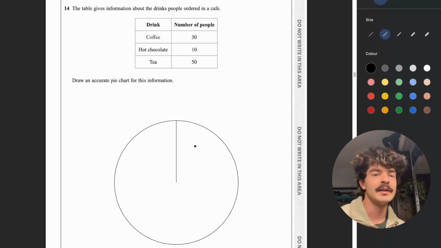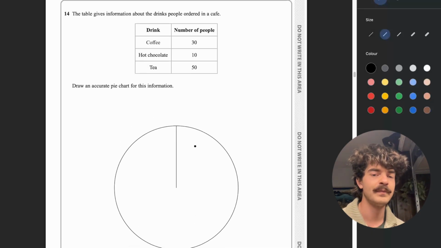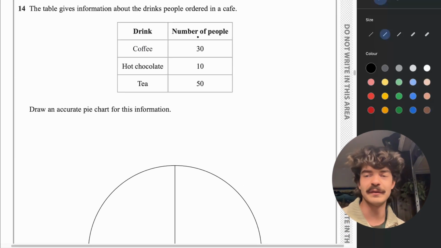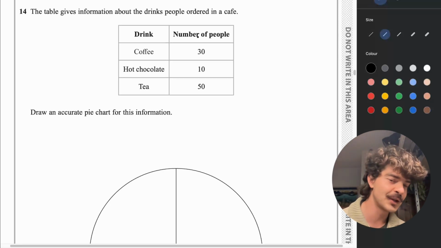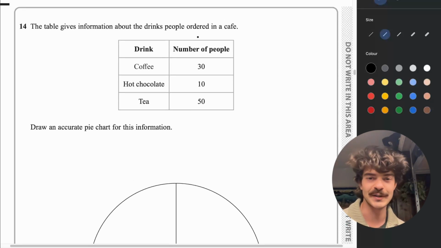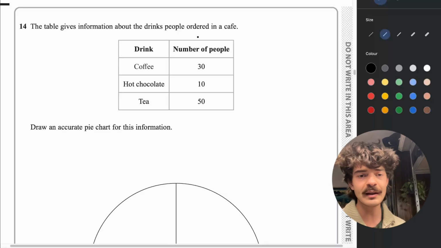The table gives information about the drinks people ordered in a cafe. 30 people ordered coffee, 10 people ordered a hot chocolate, and 50 people ordered tea. Draw an accurate pie chart. Okay. So our objective first is to figure out what the degrees are that each person is going to have. Then you're going to have to get your compass out and actually measure that out so it's precise. So let's figure this one out.